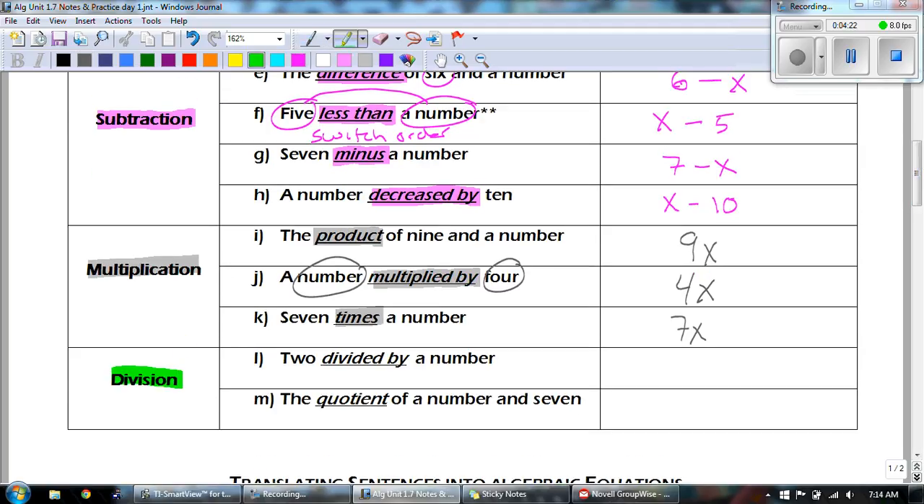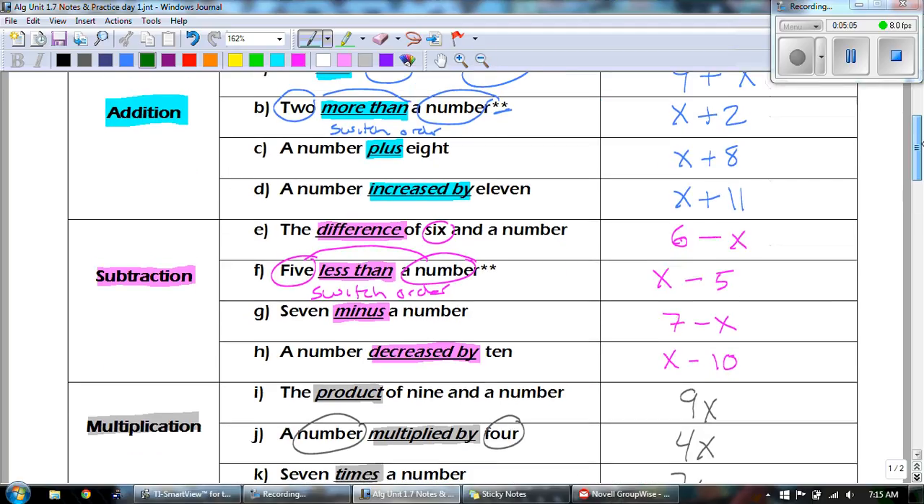Last one, division: 2 divided by a number. The only way we're going to write these is as fractions. So only write them as fractions. And then quotient is just another word that means division. The number comes first, so x divided by, oh, not 2, Mr. Grice, 7.